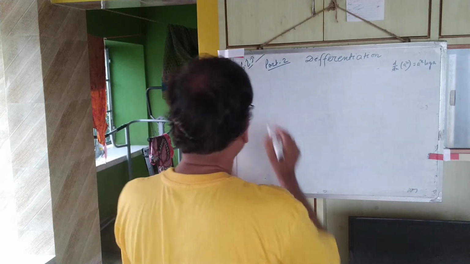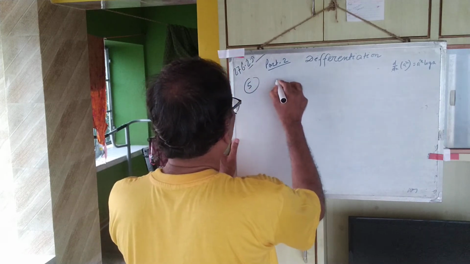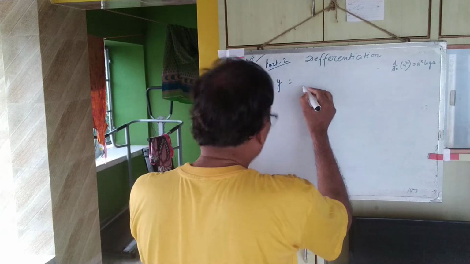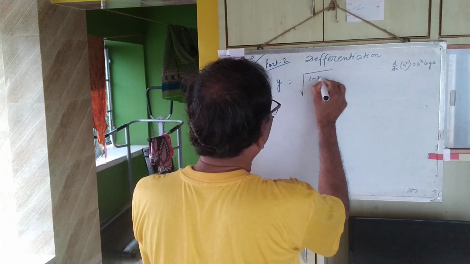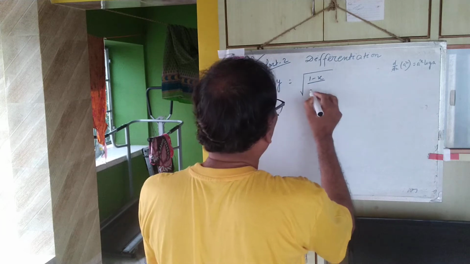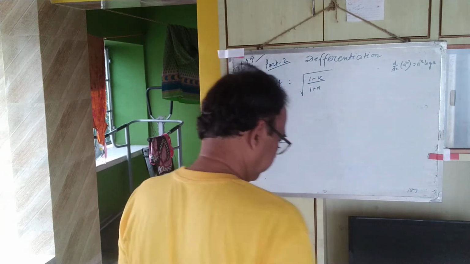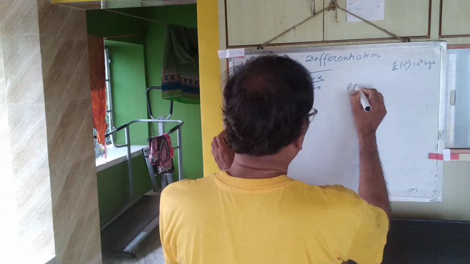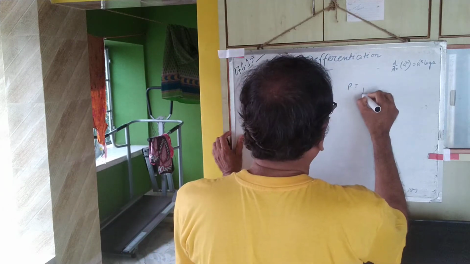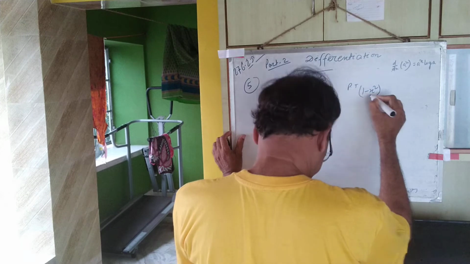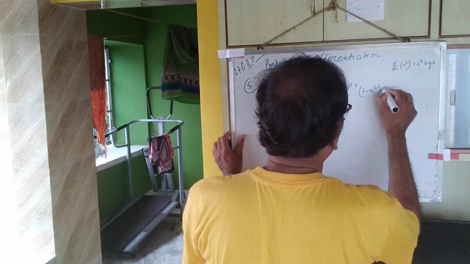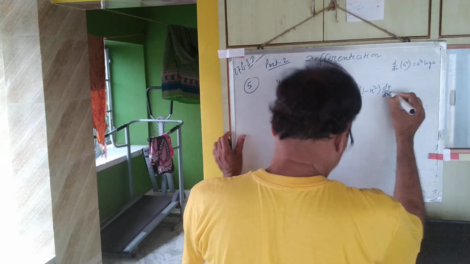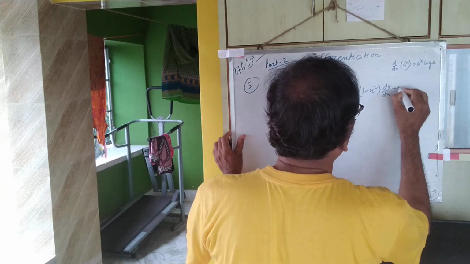Y equals to, this is a very good sum. Here y equals root over (1 minus x) over (1 plus x). We have to prove that (1 minus x square) dy by dx plus y equals to 0.